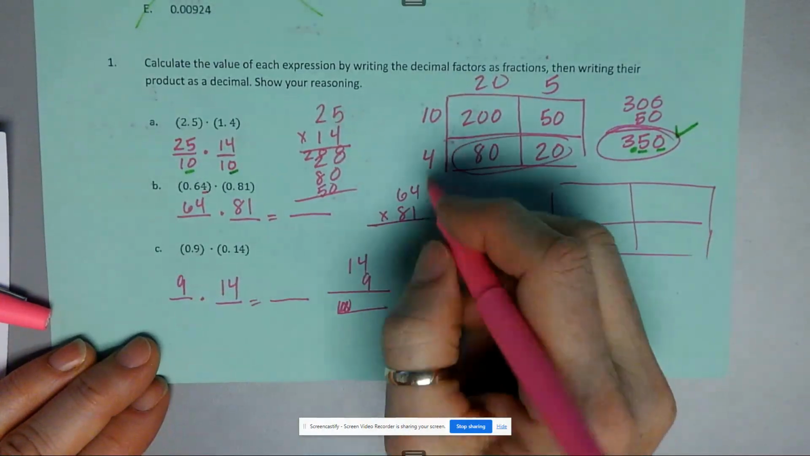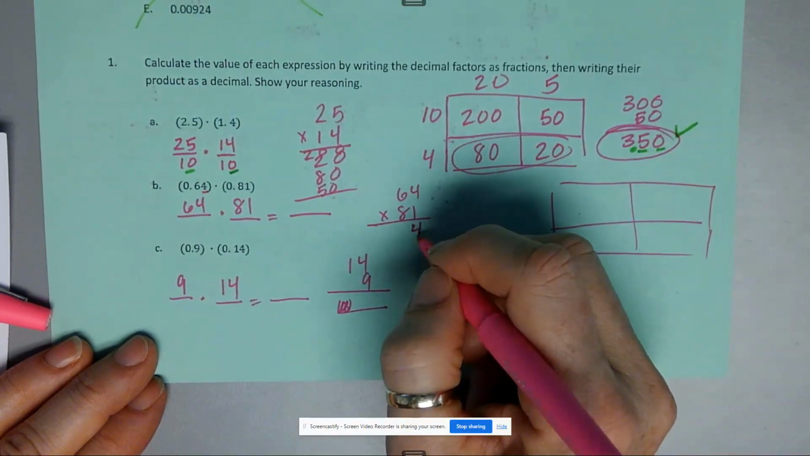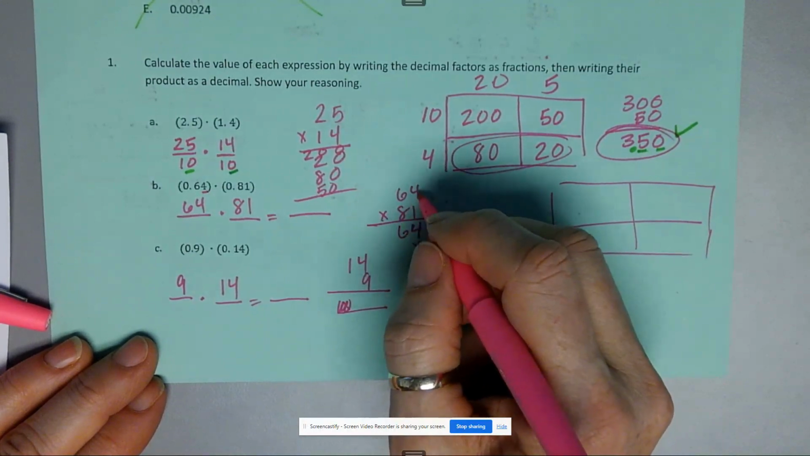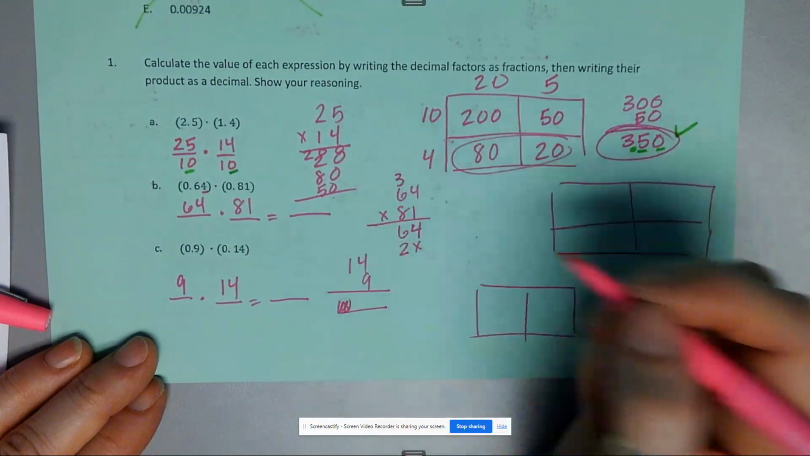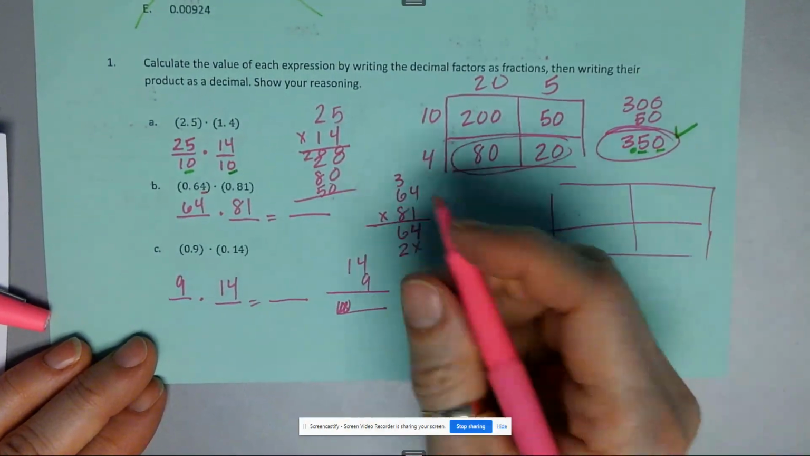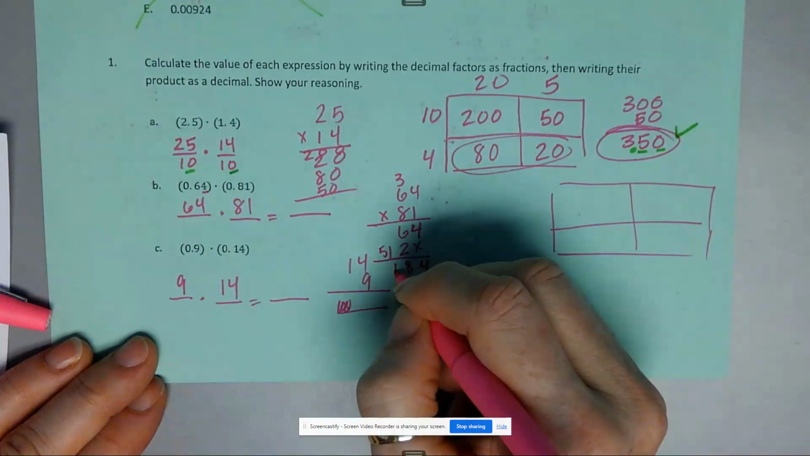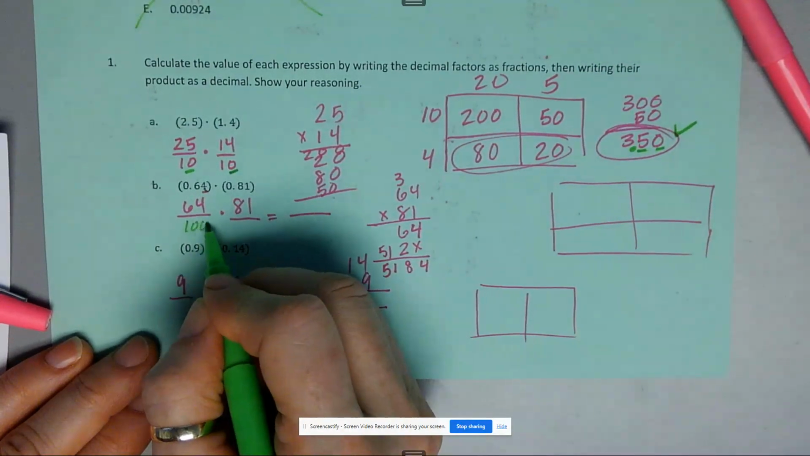All right, 64 times 81. I'm going to carry this one. 6 times 4, or 4 times 1 is 4. 6 times 1 is 6. I'm done with that place. 8 times 4 is 32 with the carry. 6 times 8 is 48. 49, 50, 51. 4, 8, 1, 5. This is the hundredths place.